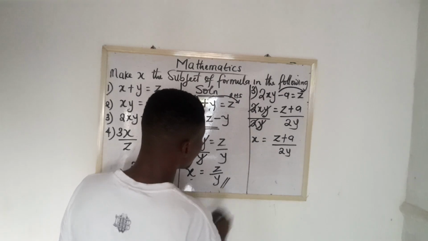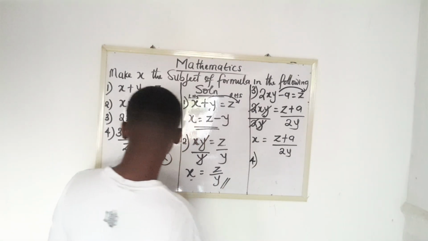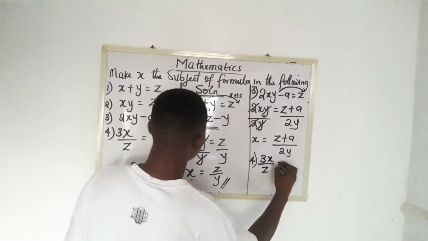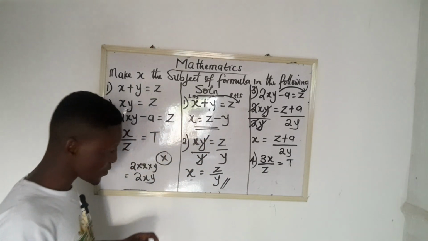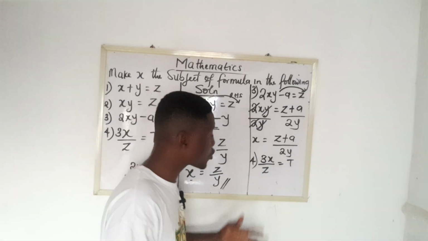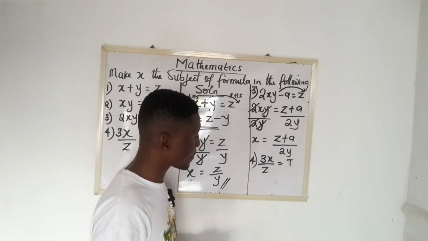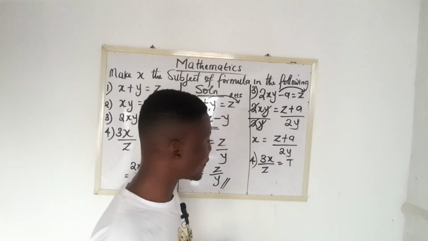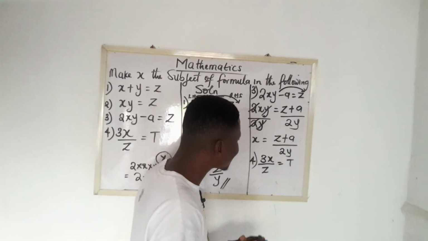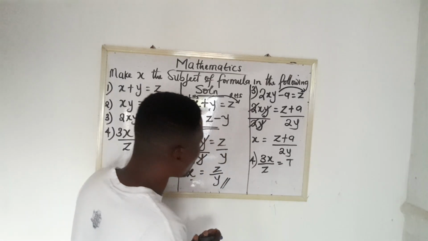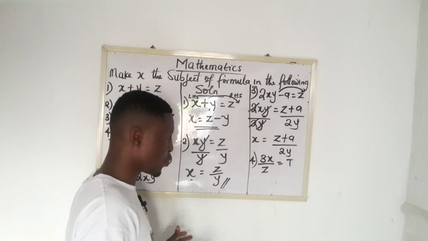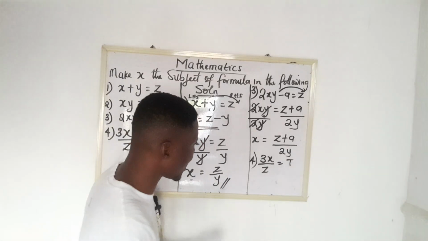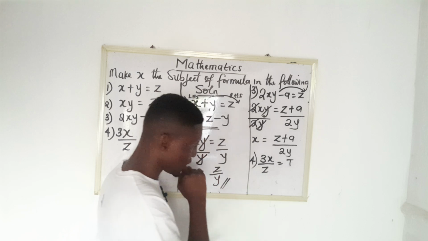Now to the final question. Question 4, I have 3x over z is equal to t. Now in this question, we have also been asked to make x the subject of formula. But what you can observe is that t is the subject here. And my x is positioned on the left-hand side of the equation. And those things that are disturbing my x from standing on its own are 3 and z.